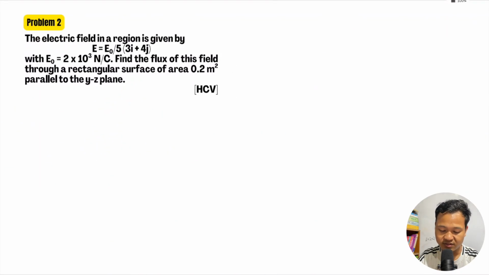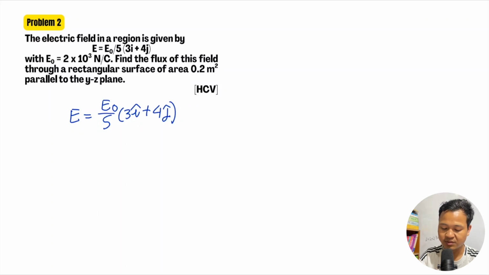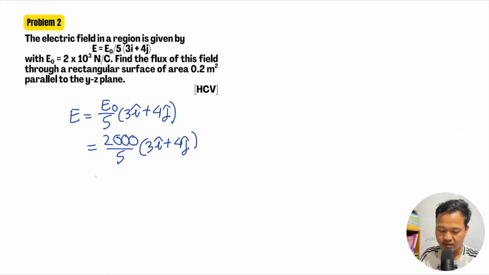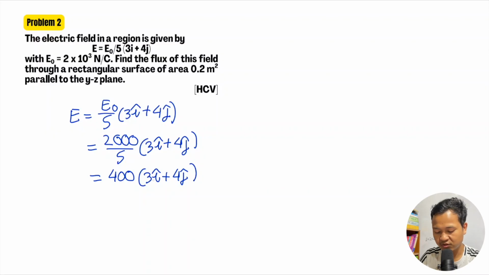The electric field is given as E naught by 5, 3 i cap plus 4 k cap. The E naught value should be 2 into 10 power 3, which is 2000, divided by 5, times 3i plus 4k. 5 times 4 is 20, 2000 divided by 5 is 400, so 400 into 3i plus 4k.